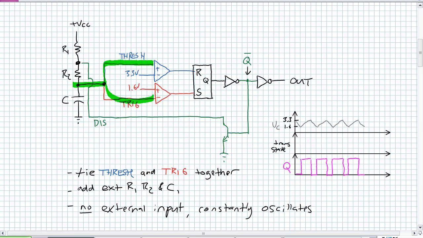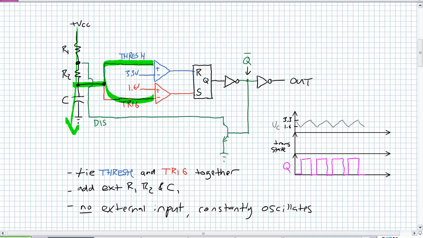Additionally, notice the threshold is the positive input for its comparator. The trigger is the negative input for its comparator. Additionally, notice that the threshold is being compared to 3.3 volts, and the trigger is going to be compared to 1.6 volts. So we probably expect that we never simultaneously set or reset this thing, which is probably a good idea because you don't want to do that to an SR latch. We've got some external components, and just think of this here. It's a series connection.